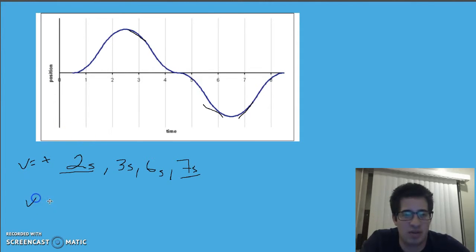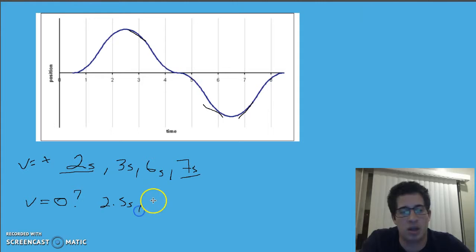At what times does it have a velocity of 0? We would say it has a 0 velocity at about 2.5 seconds and 6.5 seconds, and probably at 4.5 seconds too, because it looks like it temporarily comes to a stop right there. It's hard to tell. So instantaneous velocity is just the slope at any point, and we've done a little work with that.